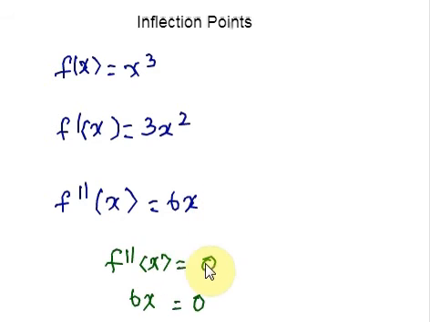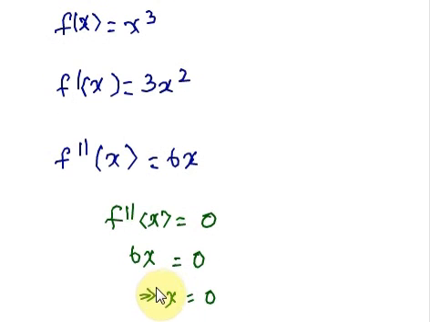We have set the second derivative equal to 0. The second derivative is nothing but 6x, so let's solve for x. Dividing both sides by 6, we get x is equal to 0 here. We can see that if there is an inflection point, it has to be at x is equal to 0. But how do we know for sure if x is equal to 0 is an inflection point? We have to make sure that the concavity actually changes.